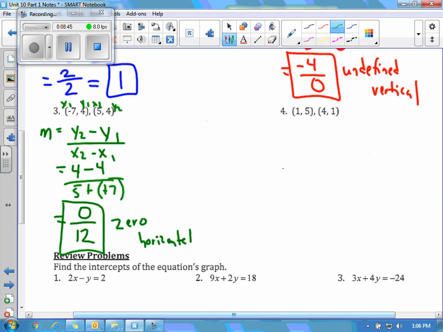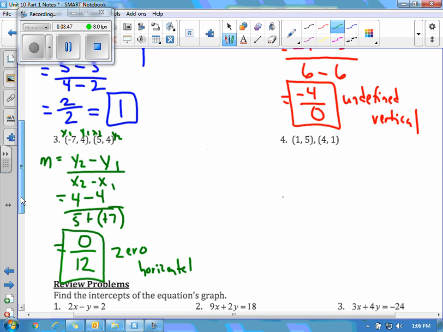So if you look at 2 and 3, you see the difference between undefined and 0. Undefined is number over 0. 0 is 0 over a number.